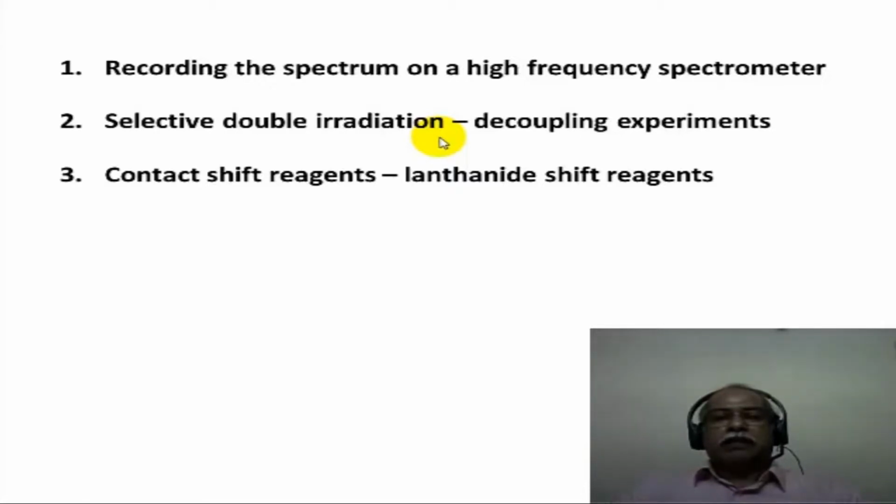First, one can record the spectrum on a higher frequency spectrometer and make the spectrum look simpler. Secondly, one can do what is known as a double irradiation experiment. One can selectively decouple spins so that from a complex spin system one can reduce it down to a simpler spin system. Third, one can use what are known as contact shift reagents. These are lanthanide based shift reagents which are paramagnetic, and they essentially spread out the spectral information to a wider spectral width so that one can analyze the spectrum much more easily.